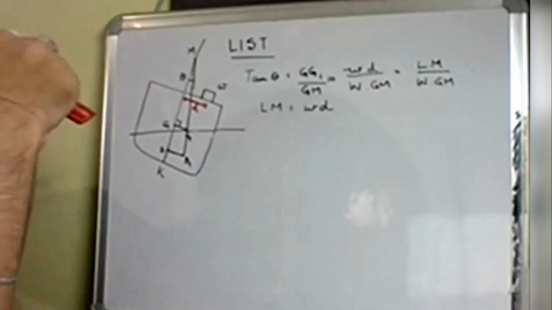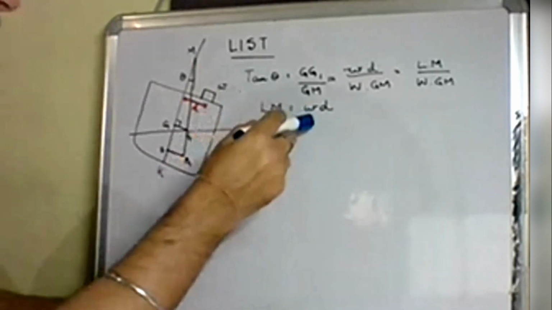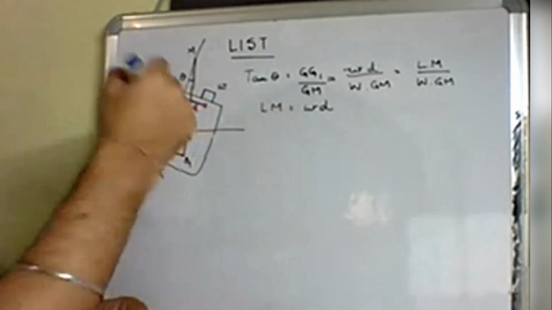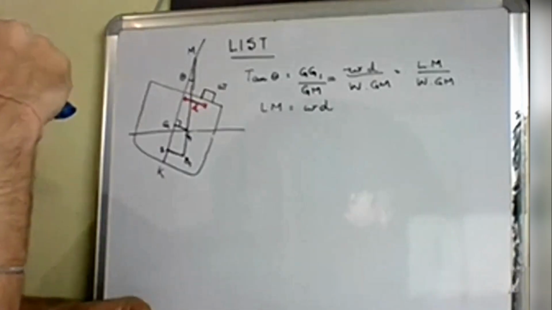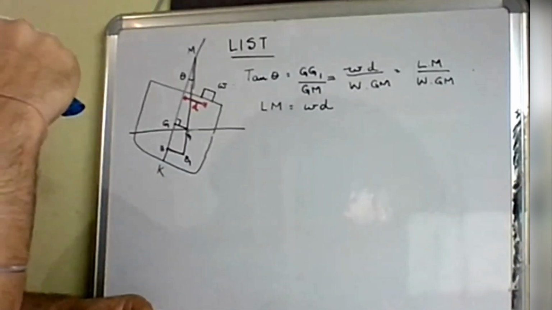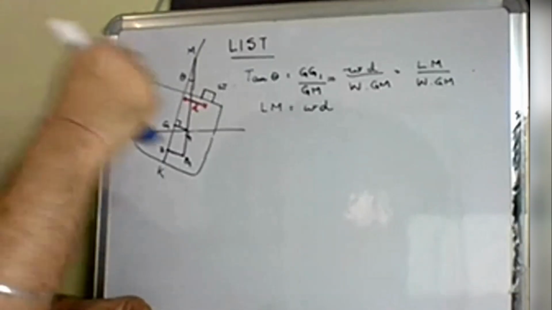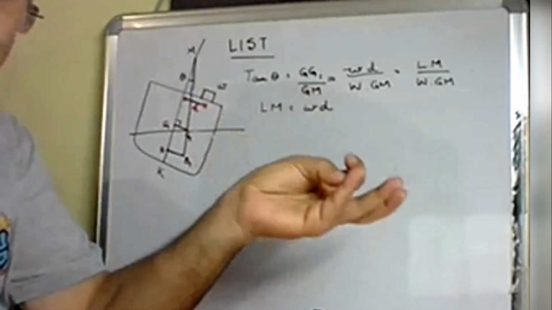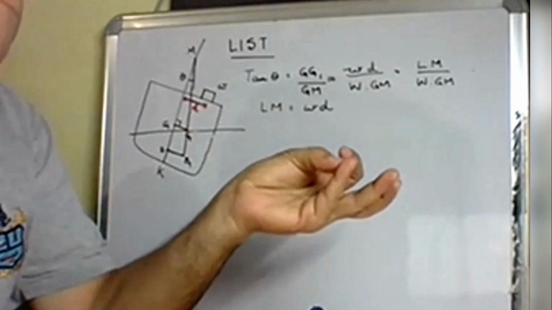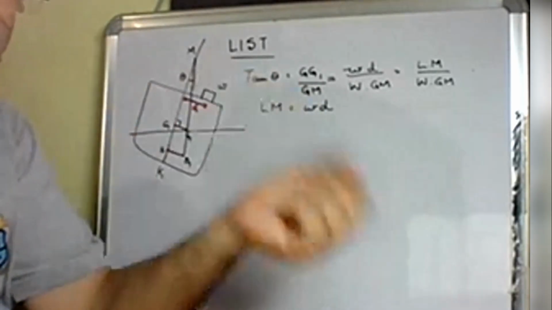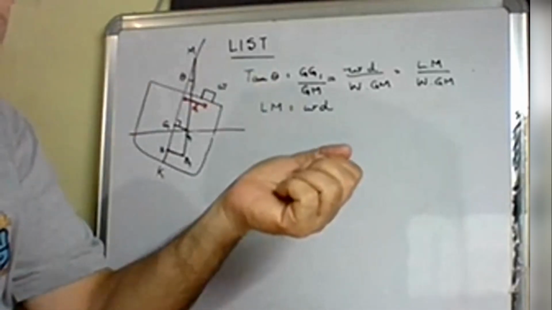सर एक बार LM समझा दीजिए. LM, listing moment. Yes sir. Listing moment is w into d. ये w और ये d. Yes sir. Thank you. हमने जैसे किया था वर्टिकल मोमेंट, फ्री सरफेस मोमेंट, राइट. तो इसमें आ गया लिस्टिंग मोमेंट. Any force into any lever is called as a moment.